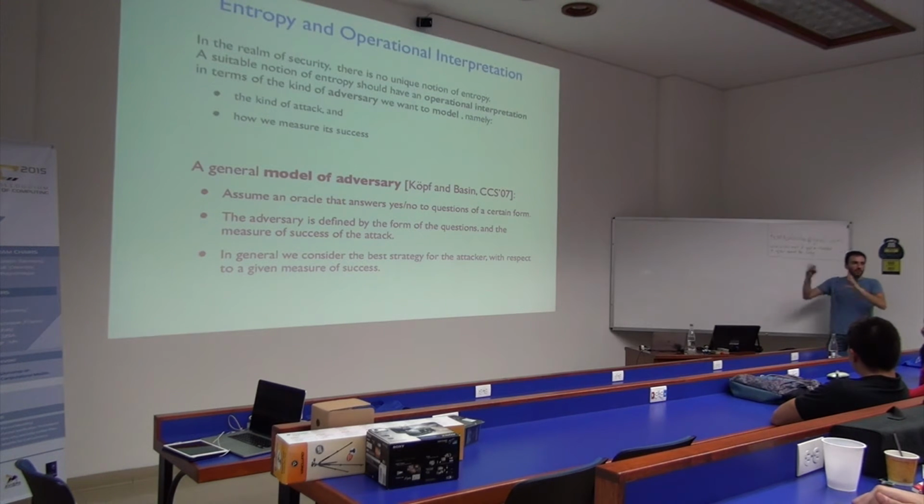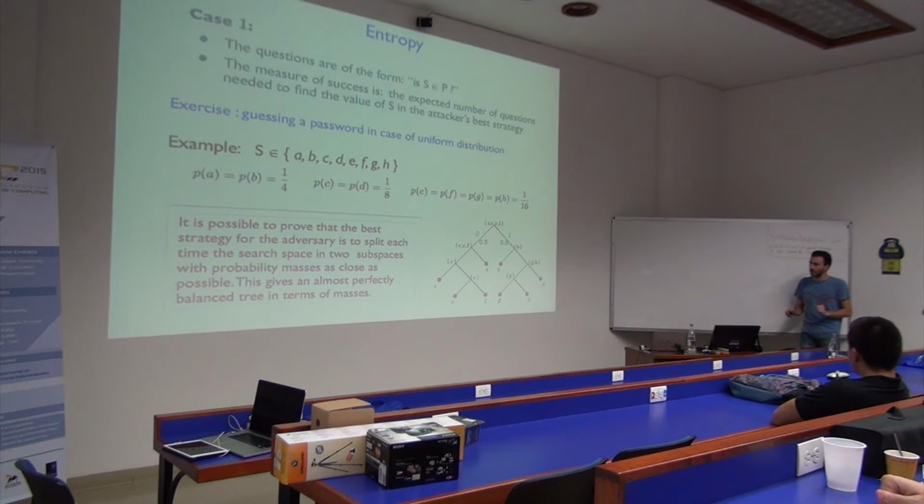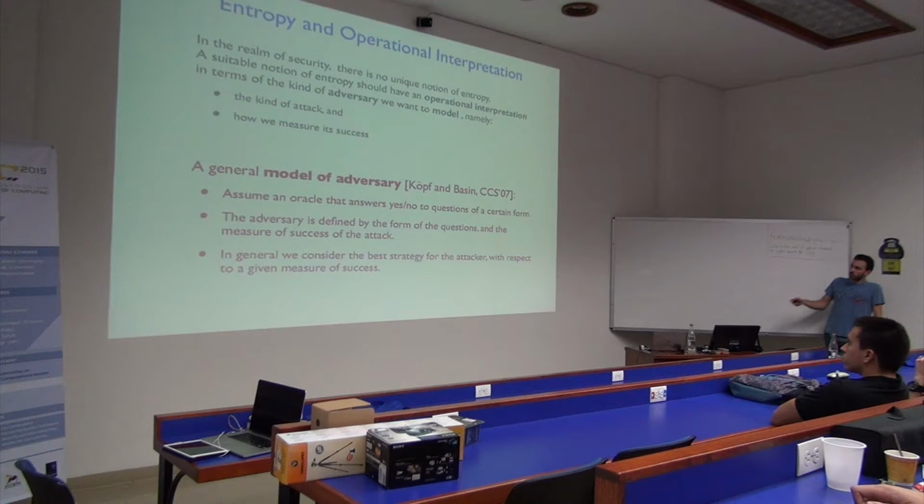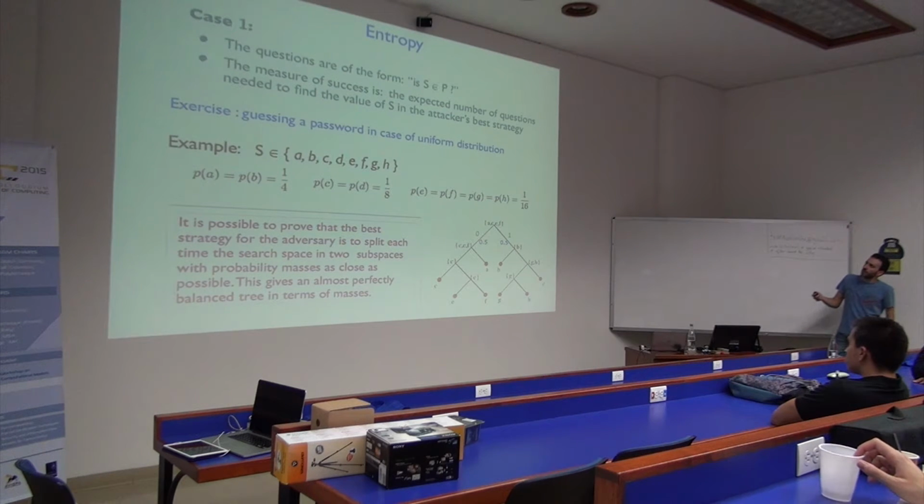So if he can have various strategies, he's going to use the best, and you try to quantify how successful this adversary is. Right? So let's see an example. Remember that what the adversary can do is ask questions of some form. It's up to him to define the form.